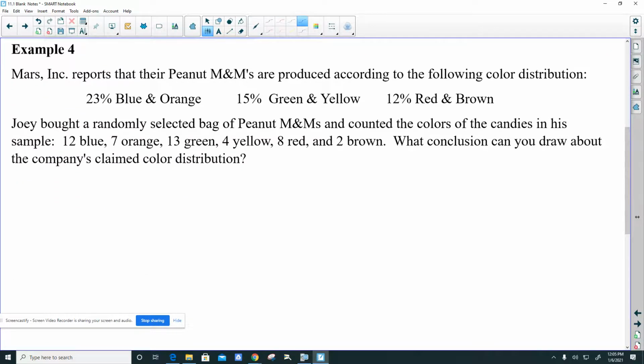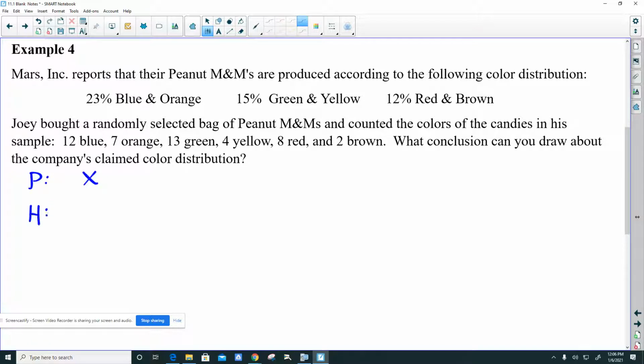So let's do one last problem here. This is looking at, instead of plain M&Ms, peanut M&Ms. You can see that the company is reporting the color distribution to be 23% for blue and orange, etc. It says Joey bought a randomly selected bag of peanut M&Ms. He counted the colors of the candy in his sample. Here's the results. Okay, what conclusion can you draw about the company's claimed color distribution?